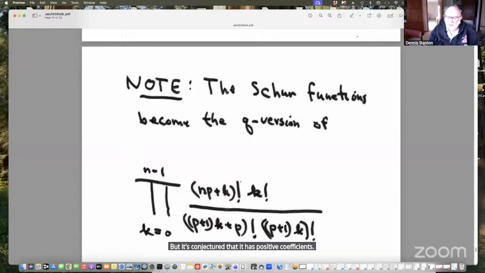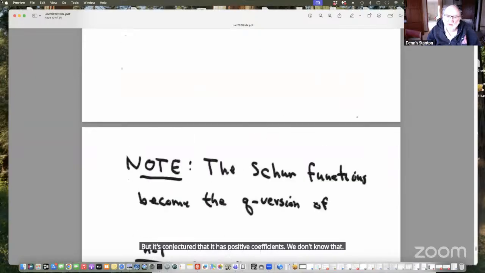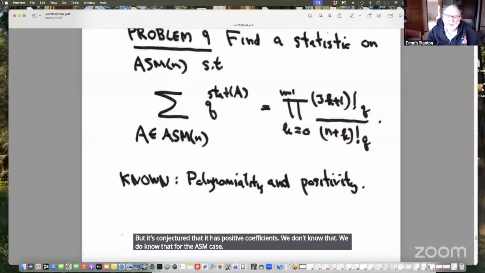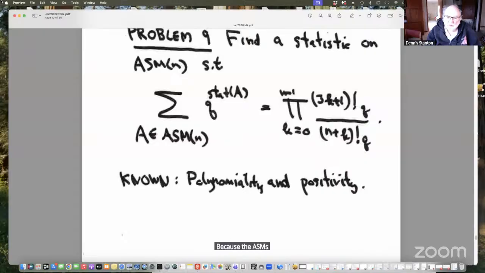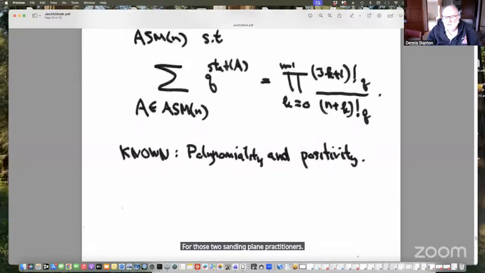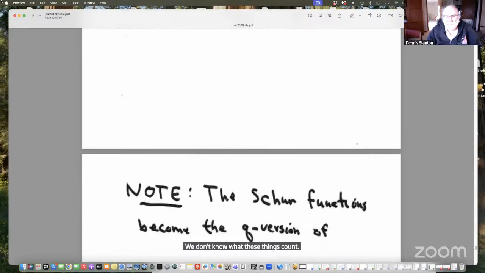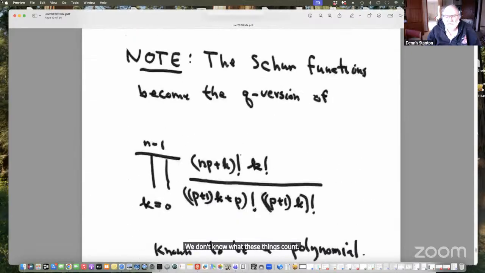We don't know that. We do know that for the ASM case, because the ASMs are equinumerous with descending plane partitions, and Andrews proved that the right-hand side is the generating function for those descending plane partitions. We don't know what these things count. That factorial.